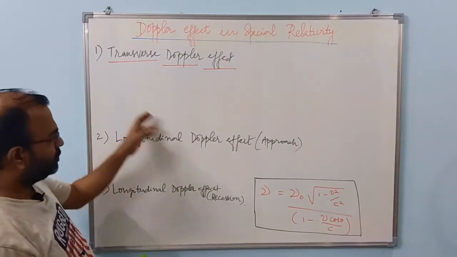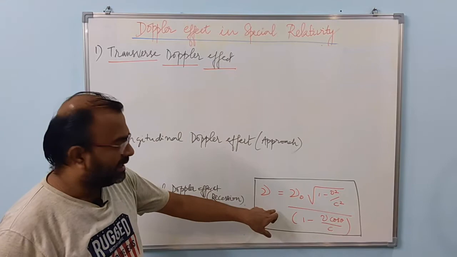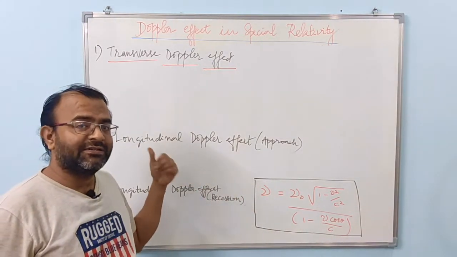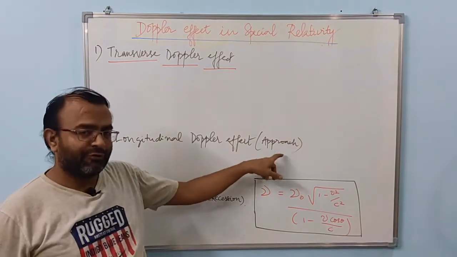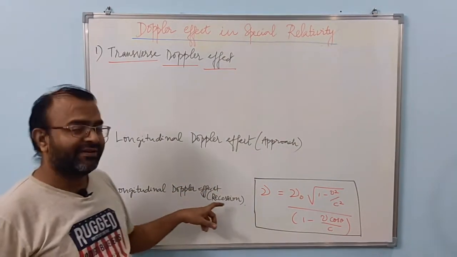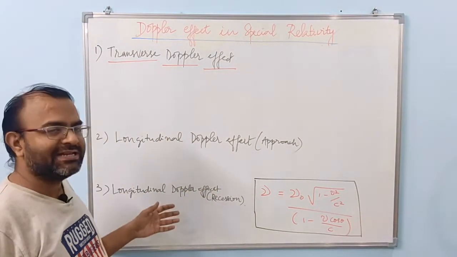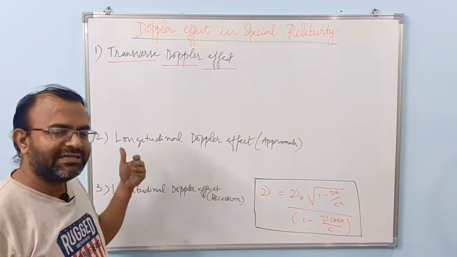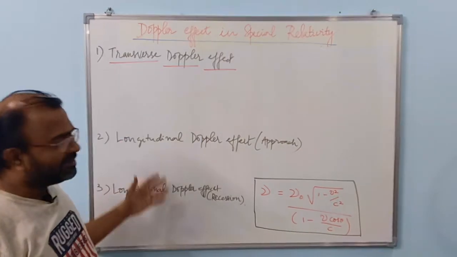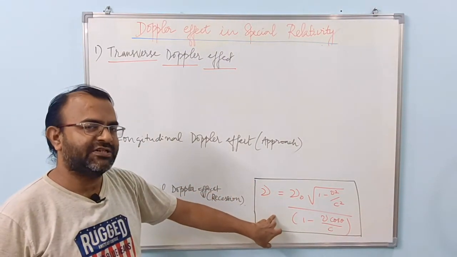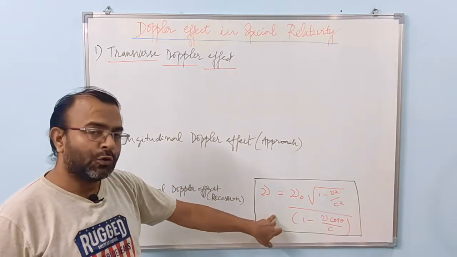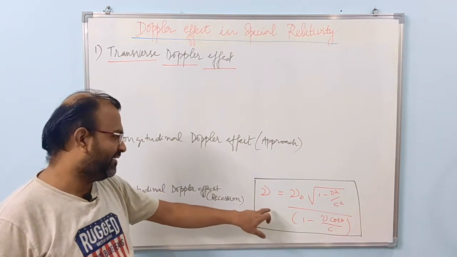Right, now we can proceed to show that the three cases that we discussed earlier, namely the transverse Doppler effect, the longitudinal Doppler effect approach case, and the longitudinal Doppler effect recession case, all turn out to be special cases of this general case. This general expression should lead us to those three results again. So let us just verify that now.